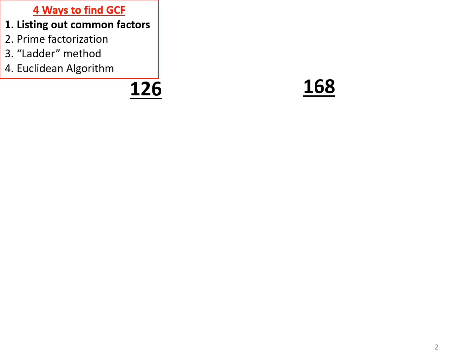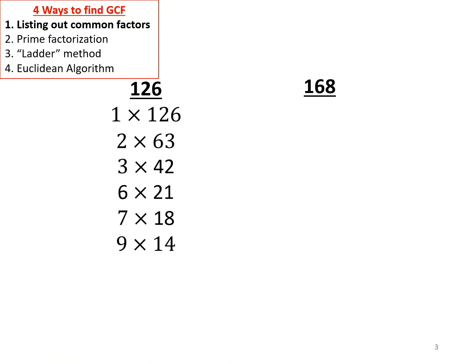The first out of four methods is listing out common factors. So we have to find the greatest common factor of 126 and 168. At first this may seem scary and hard, but it's actually pretty easy. So to list out the common factors, the factors of 126 are 1 times 126, 2 times 63, 3 times 42, 6 times 21, 7 times 18, and 9 times 14.